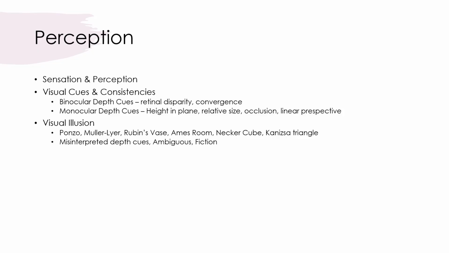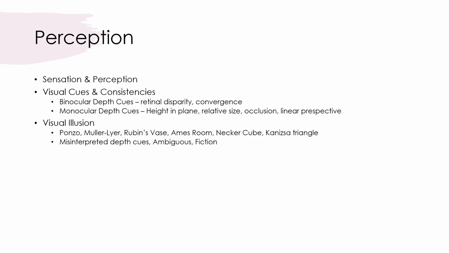And then you've got the visual illusions. So you need to know about the Ponzo illusion, Muller-Lyer, Rubin's vase, the Ames room, the Necker cube, and Kanizsa triangle. And then why these things happen. So generally it's due to misinterpreted depth cues. So that's the Ponzo illusion, Muller-Lyer illusion, Ames room, misinterpreted depth cues. Or they're ambiguous, so they could be seen in different ways. So that's Rubin's vase and the Necker cube.